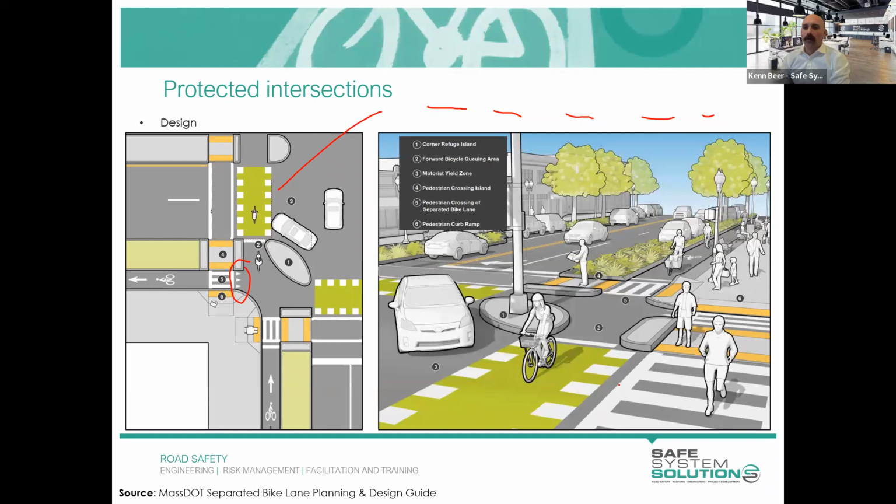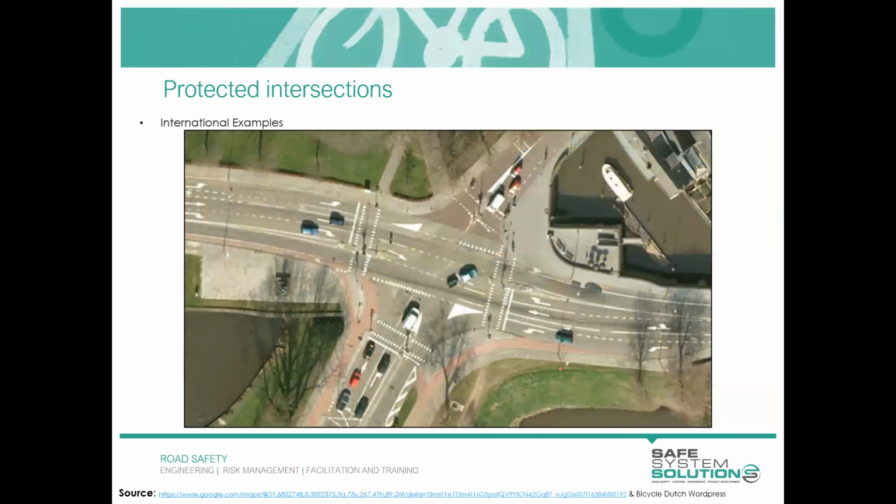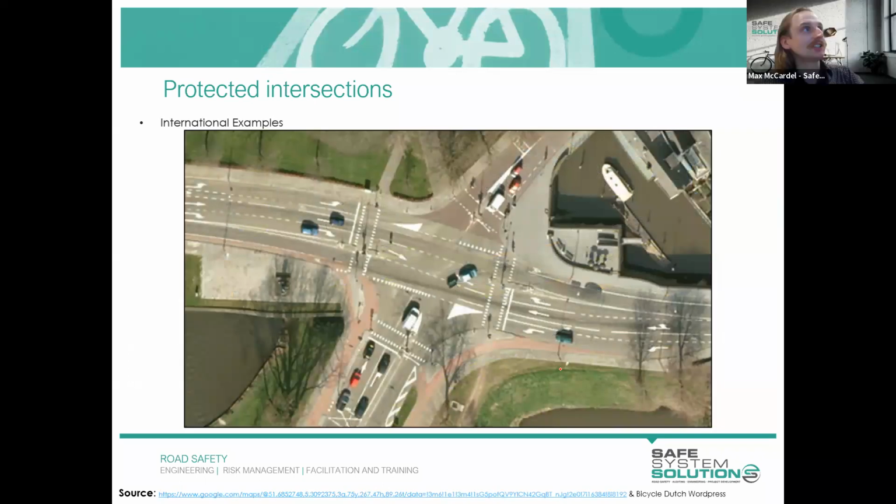I was just going to say Cole's put in a nice link to the street view in Vancouver there of a protected intersection. Almost identical to the one you've got there on screen. There we go. Thank you, Cole. Now we'll have a look at some international examples. That's a great segue. Thank you, Cole.